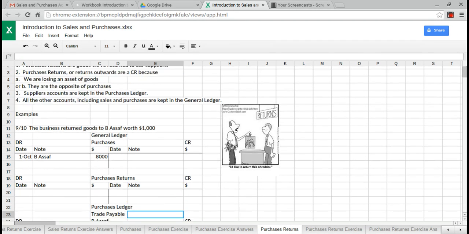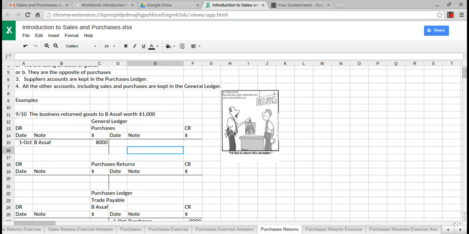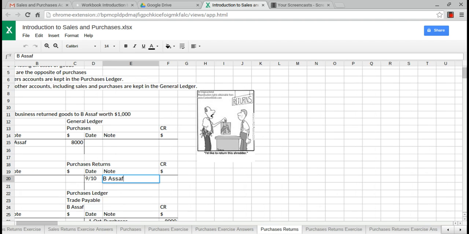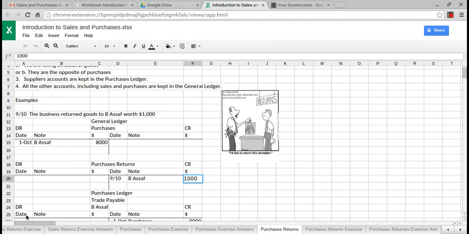Right, we're going to look at a purchase return, and in this case, we're sending BASF back some goods, and those goods are worth $1,000. So we're going to need to put a credit entry in the purchase returns account. The date of the transaction was the 9th of October. BASF is going to be the other account that's affected, and it's going to be affected to the tune of $1,000. It's a credit entry because we are losing goods.